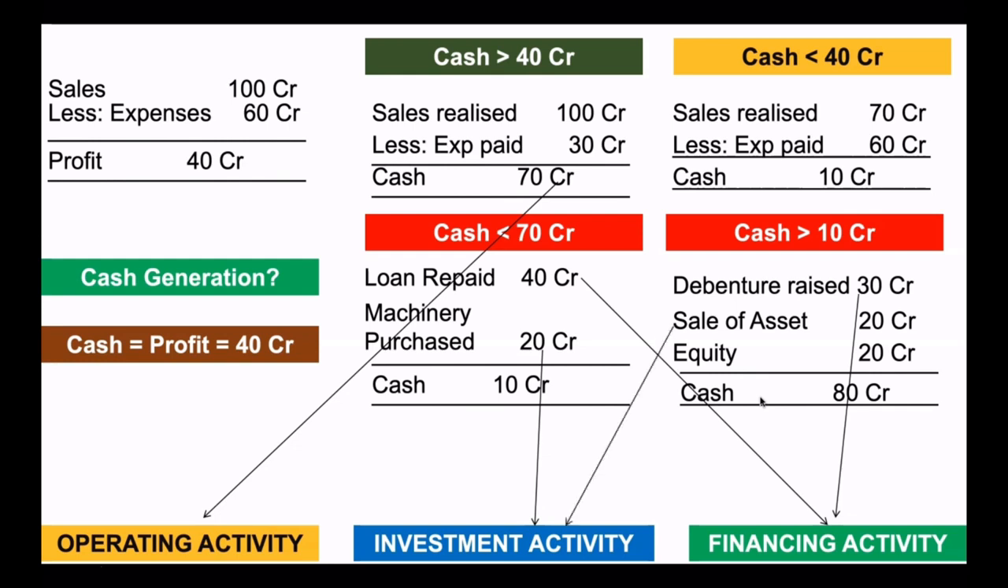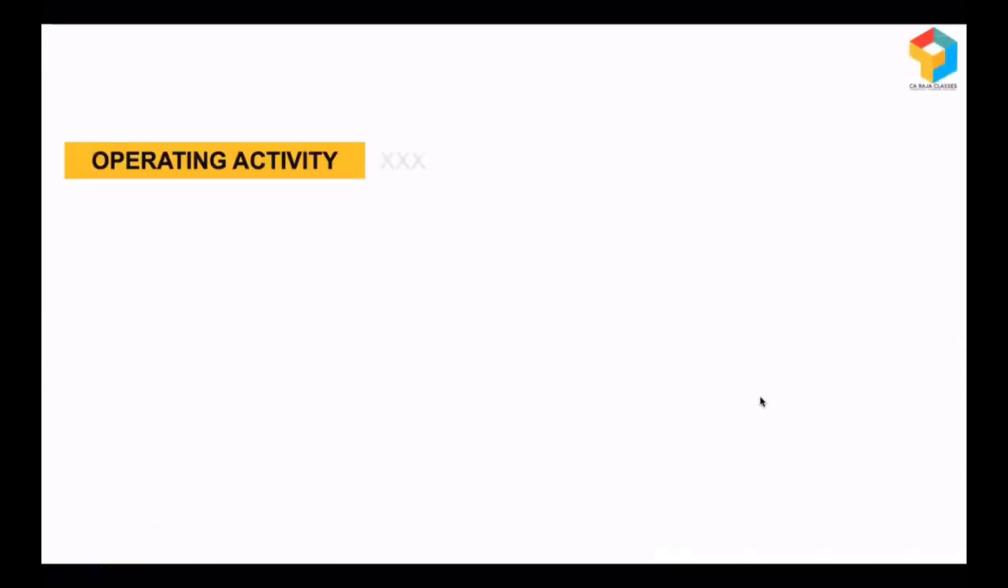And they have sold assets for 20 crore. They are disposing of their investments, which is a result of investment activity. Whereas this equity of 20 crore which had come in is a result of financing activity. And finally the 10 crore cash is a result of operating activity. So what we can infer is, in business, cash can come in and go out under 3 activities: operating activity, investment activity, and financing activity.